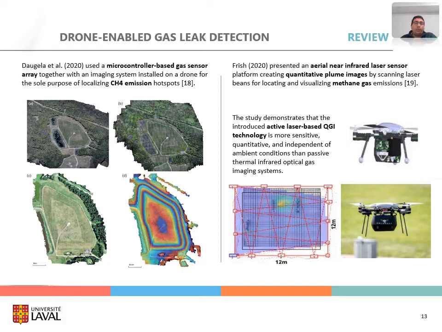In 2020, a study used a microcontroller-based gas sensor array together with an imaging system installed on a drone for the sole purpose of localizing CH4 emission hotspots. Another study presented an aerial near-infrared laser sensor platform, creating quantitative plume images by scanning laser beams for locating and visualizing methane gas emissions.